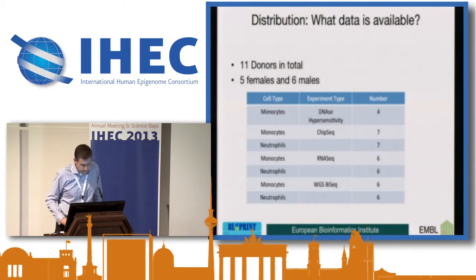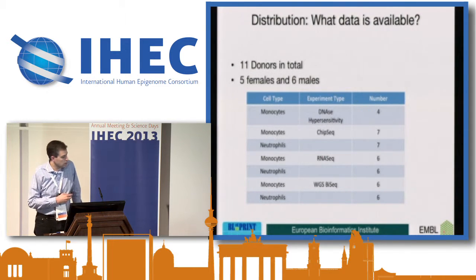So what data is available? I think this is still correct. We have 11 donors in total, roughly split between male and female, and a host of different experimental types that I've described already. DNase hypersensitivity, ChIP-seq, RNA-seq, and so on.